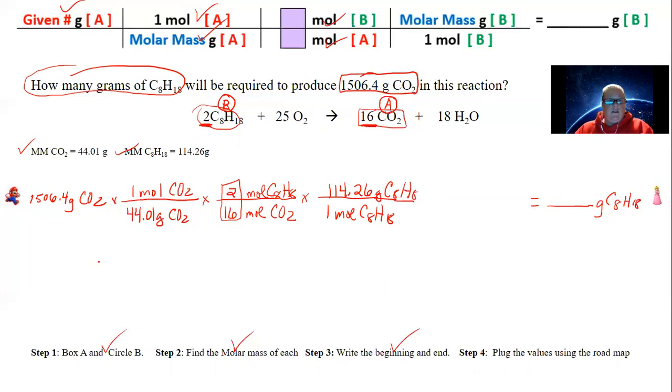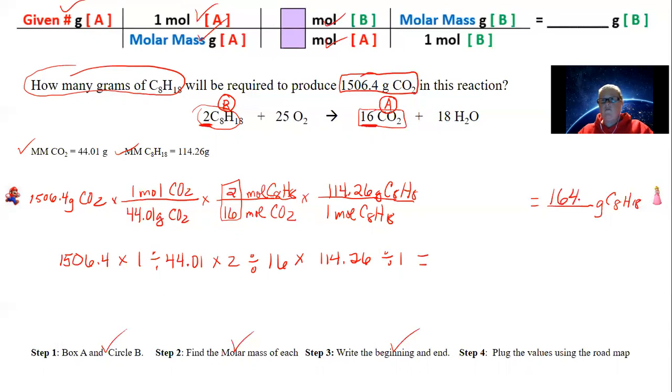And in the calculator, I'll include the ones this time. 1506.4 times 1 divided by 44.01 times 2 divided by 16 times 114.26 divided by 1 equals, and that number happens to be 164.3 grams of C8H18.